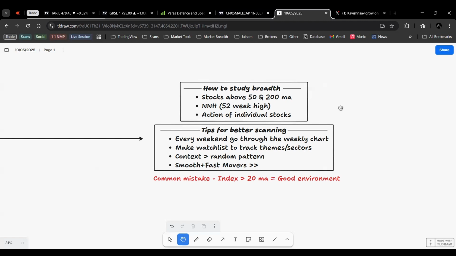Once again, it's an excellent session in terms of the processes that we need to follow. Quite a few things that I learned. This scan that you use of checking the weekly chart, is it something that you do right now in the bear market, or do you do it even during the bull market also?